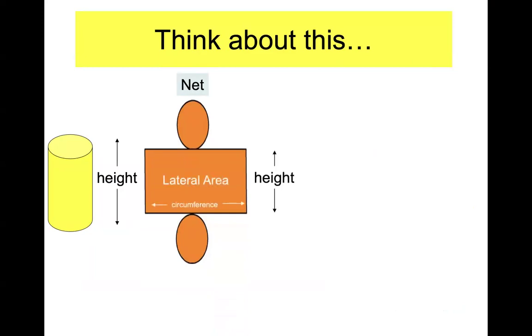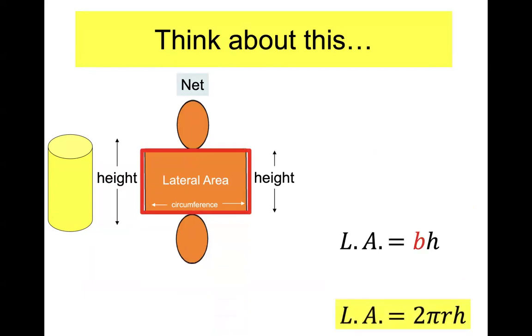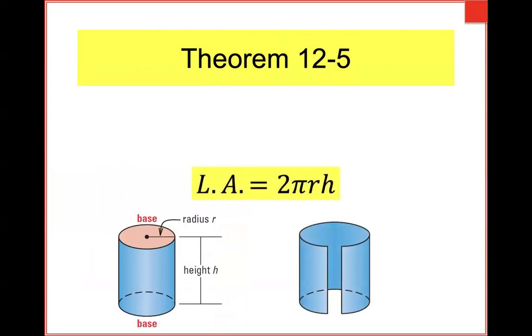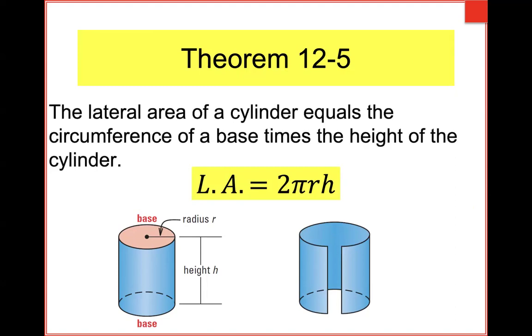So the lateral area is circumference times height, and we have a formula for circumference from the previous chapter. If you remember, lateral area is base times height, but the base is the circumference, little b is the circumference, and circumference is 2 pi r. So if we combine that with that h, we get 2 pi r h. So this is theorem 12.5. This isn't total area, this is just lateral area. So lateral area of a cylinder is 2 pi r h. Write that one down.